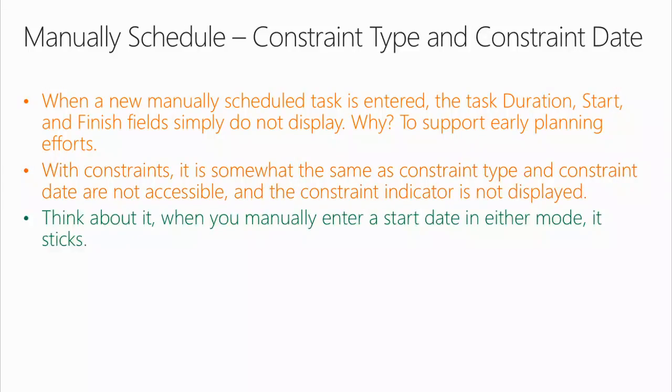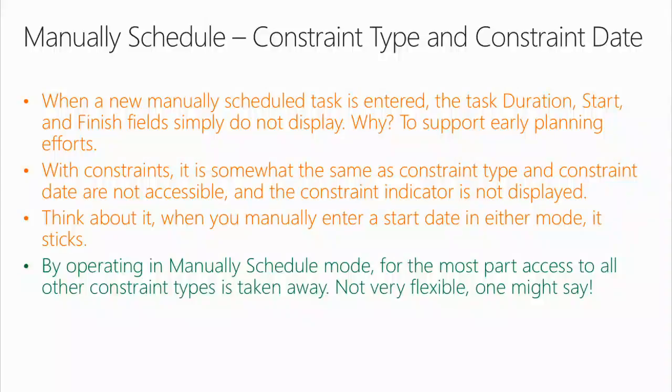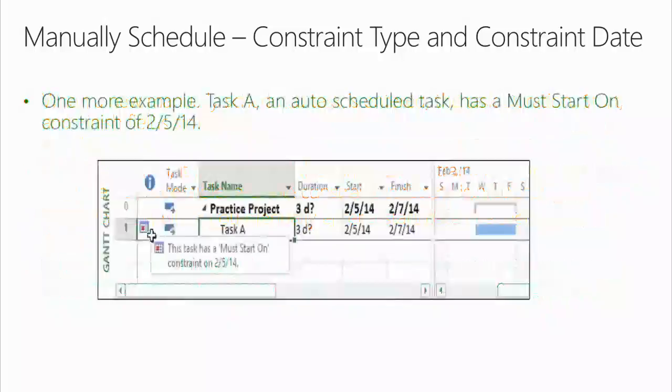Think about it. When you manually enter a start date in either mode, it sticks. So if you believe in manually scheduled mode, when you're entering a date that you're not doing constraint-based scheduling, you're dead wrong. You are. By operating in manually scheduled mode, for the most part, access to all other constraint types is taken away. Not very flexible, one might say. So let's take it up another notch here.